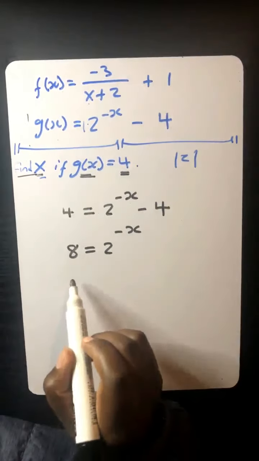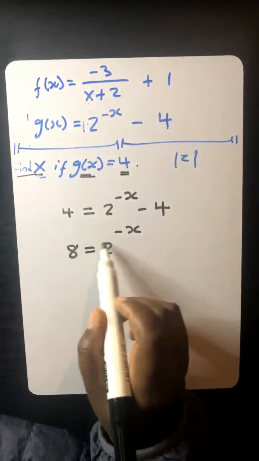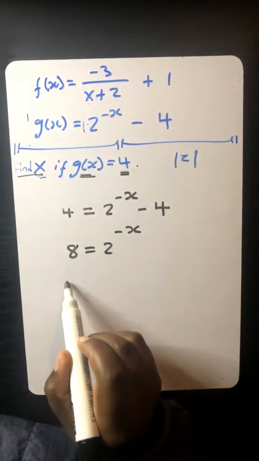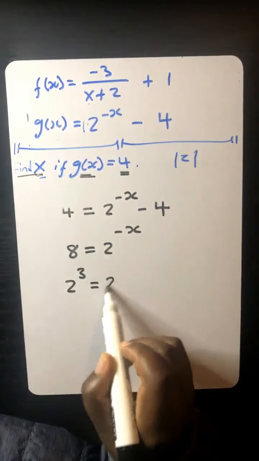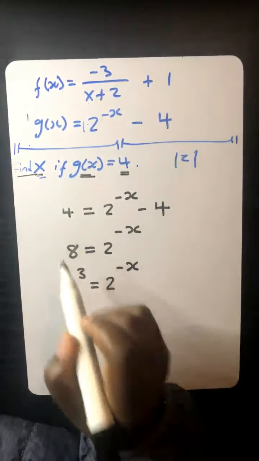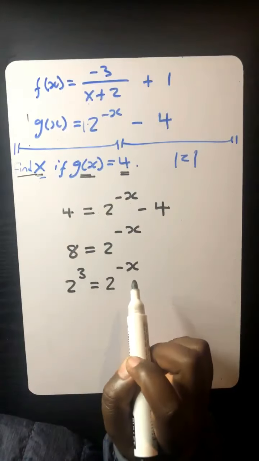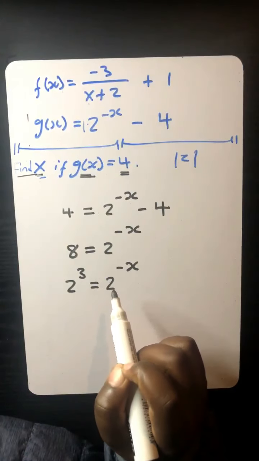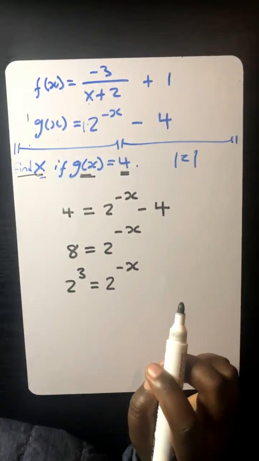Sorry guys, what is 8? Do you know what is 8 if I make the base to be 2? I think if I say 2 to the exponent 3 is 8, 100%. So 2 to the power 3 is equal to 8. So can you guys see the importance of that initial lesson that we had with regards to the exponential laws and everything? This is where it is now applicable.